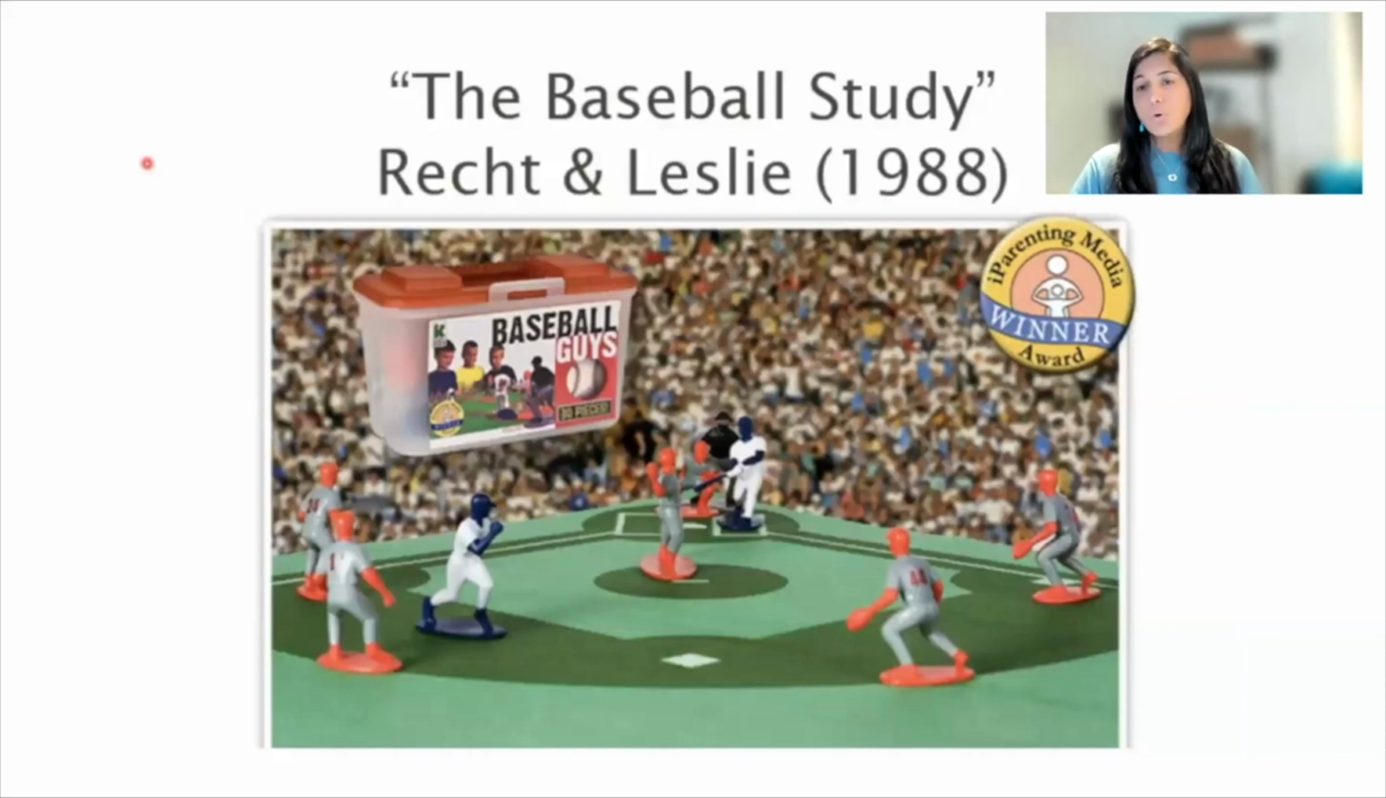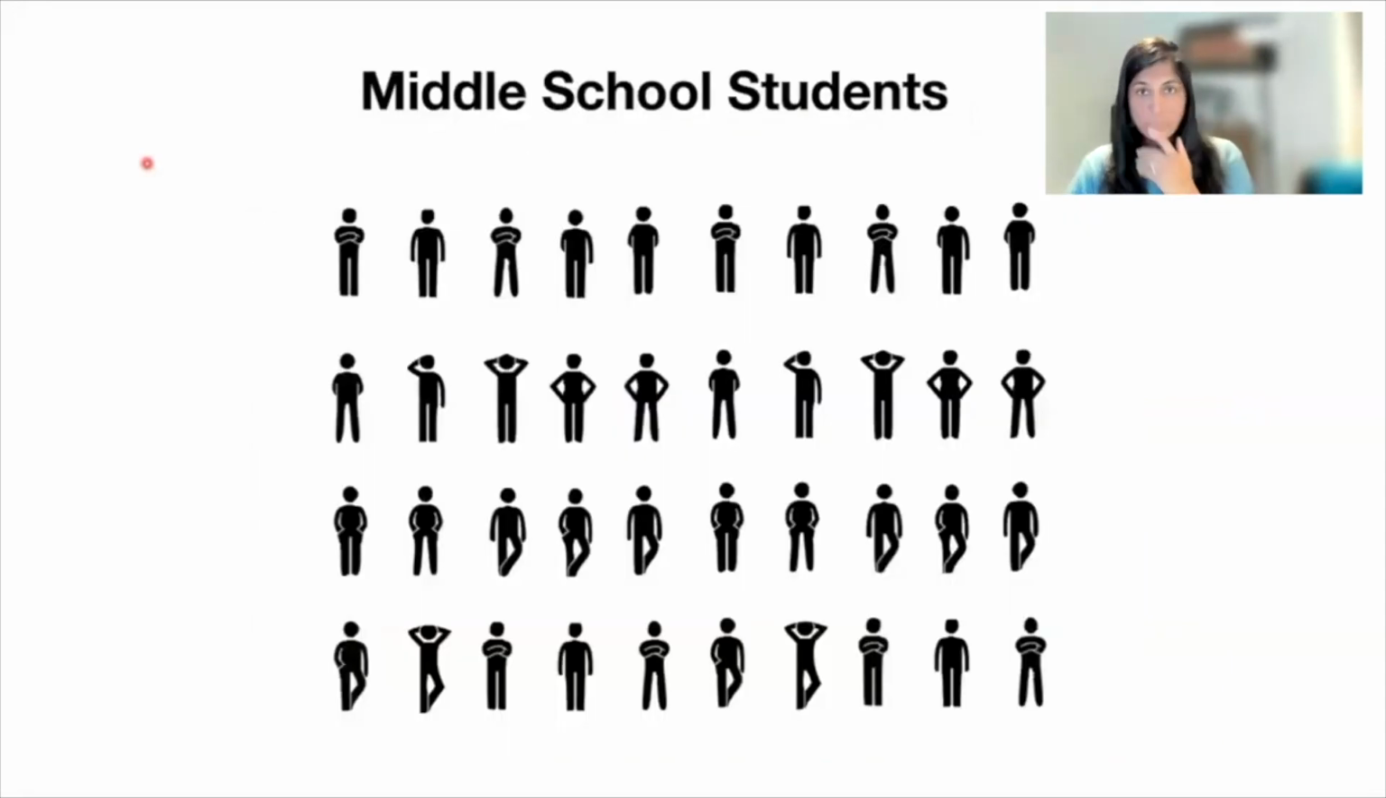Instead, we're going to do another Zoom poll to see if you folks can guess what the results of the study would have been. So let's first understand what the study was. So here goes. Two researchers, Recht and Leslie, 1988, ran an experiment with a large number of middle school students.